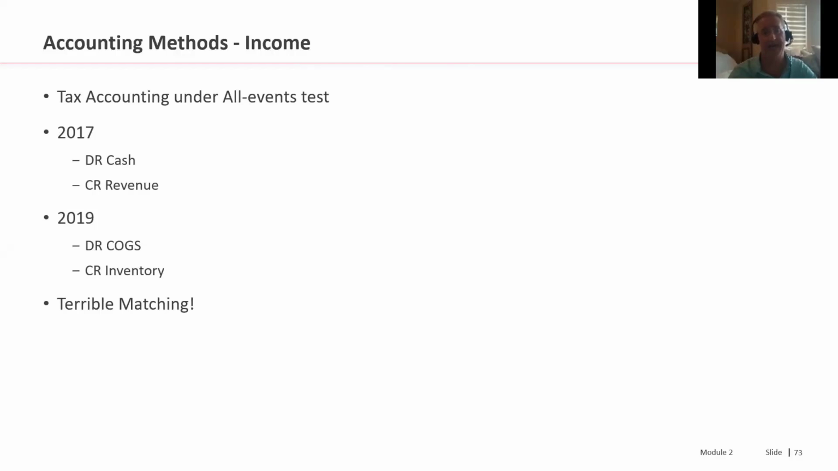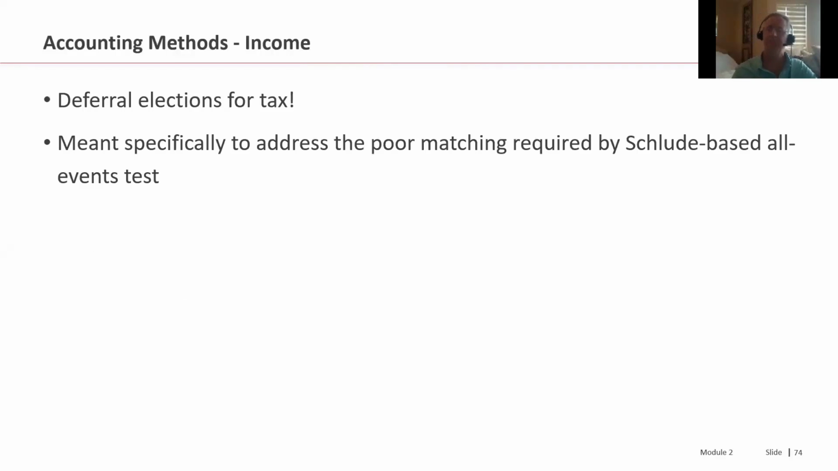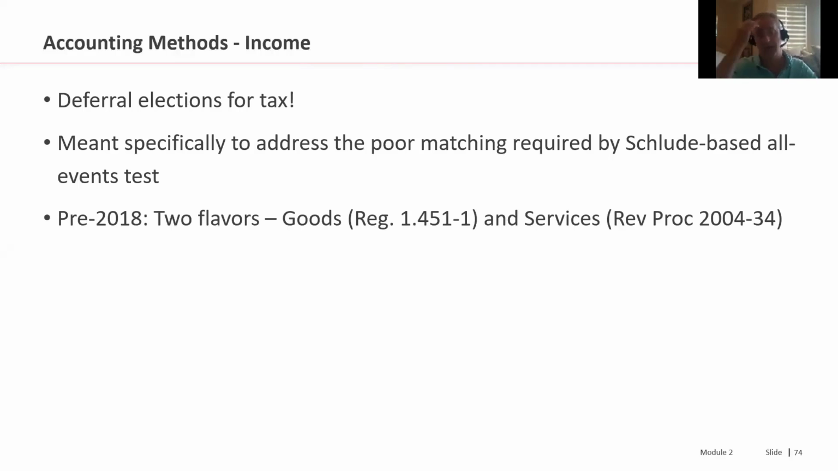The general rule says you recognize advance payments when they are received. So we need to have a deferral election because we see that this matching that's required under this Supreme Court case is terrible and doesn't make any sense. So there are two ways of deferral. The first is the old pre-2018 way. And there were two flavors. You could defer on the sale of goods or you could defer on the sale of services. And the rules were different and they weren't super complex, but they were different and that made it worse.